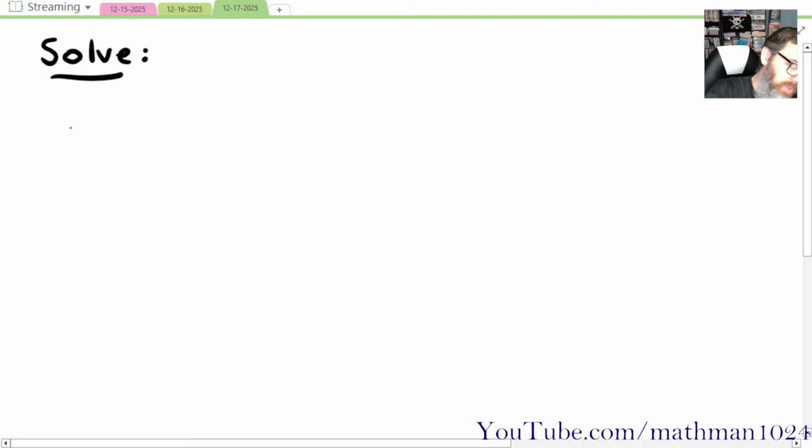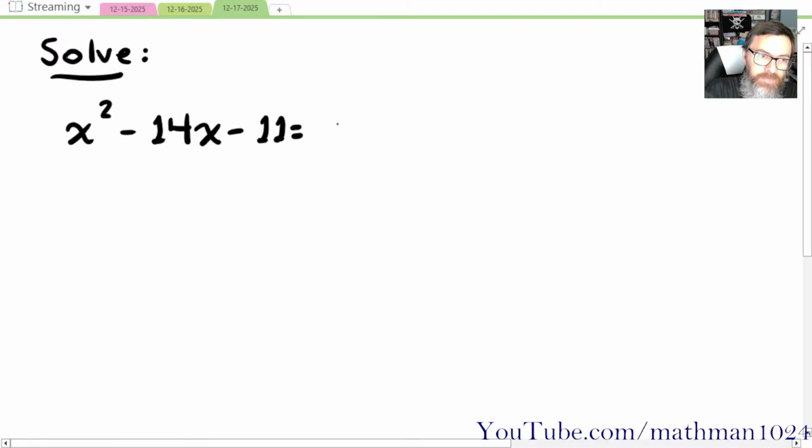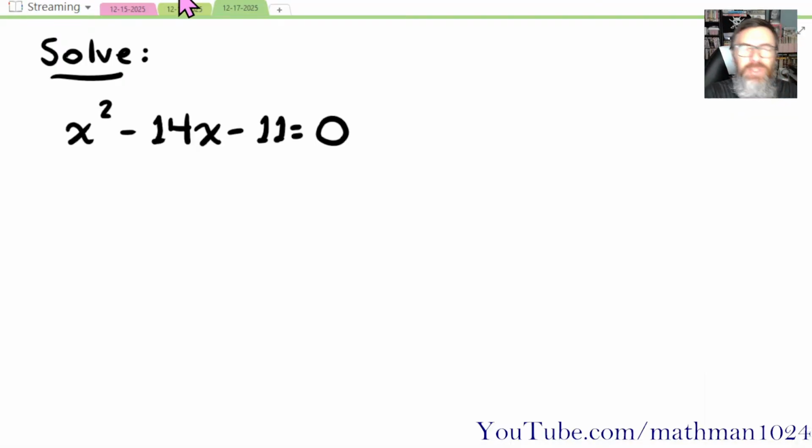Let's look at this one: x squared minus 14x minus 11 equals 0. When we were talking about solving quadratic equations yesterday, we talked about this progression that we want to go through every time that we are trying to solve a quadratic equation.